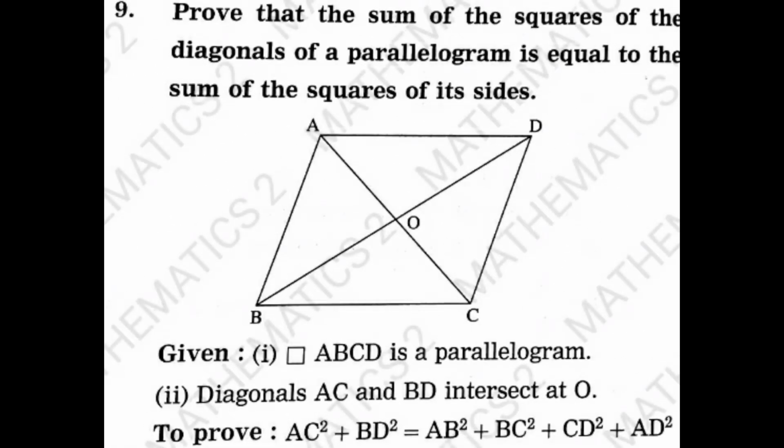Next question, question number 9. Prove that the sum of squares of the diagonals of parallelogram is equal to the sum of squares of its sides. So quadrilateral ABCD is given parallelogram. Diagonal AC and diagonal BD intersect at point O. What I have to prove? AC square plus BD square, that is sum of squares of diagonals, is equal to AB square plus BC square plus CD square plus AD square, that is sum of squares of all sides.